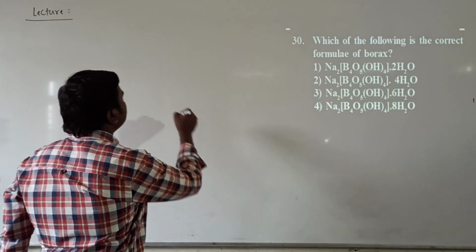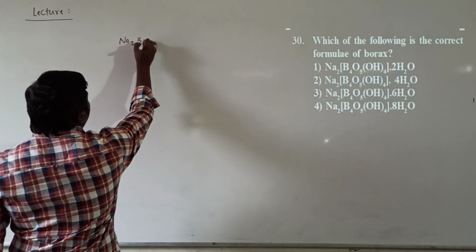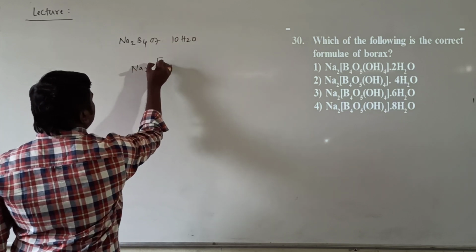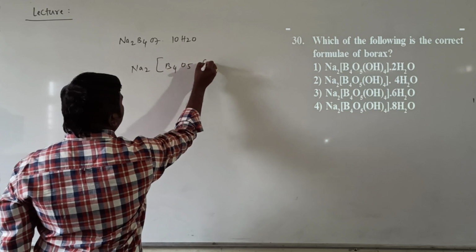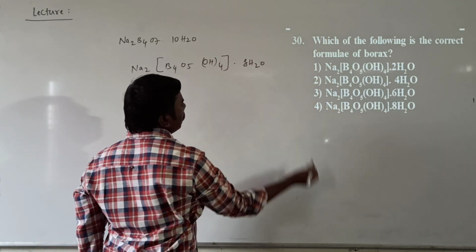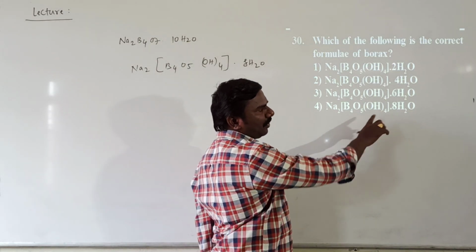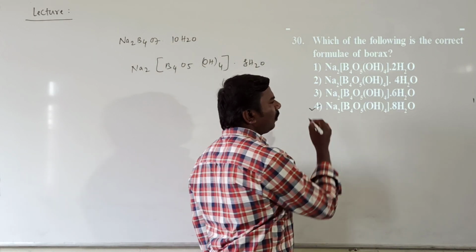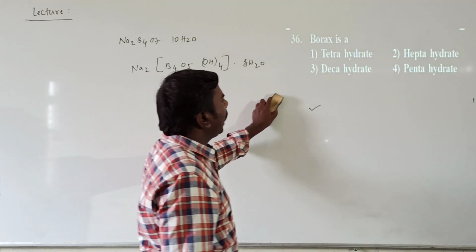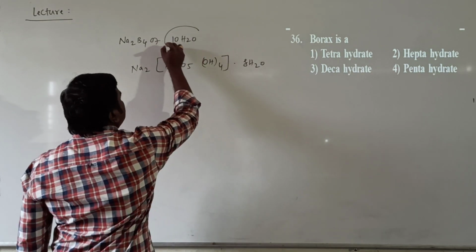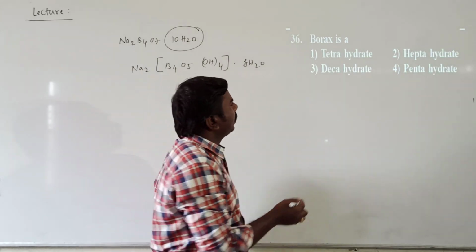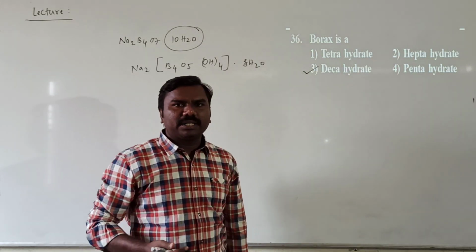Borax formula is Na2B4O7·10H2O. It can also be written as Na2B4O5(OH)4·8H2O. This is also correct. So the fourth option is correct. Next. In borax there are 10 H2O molecules, that's why it is decahydrate. Borax is decahydrate.